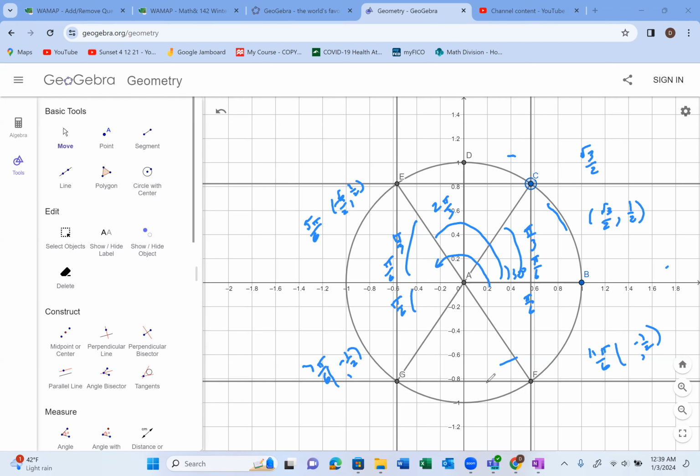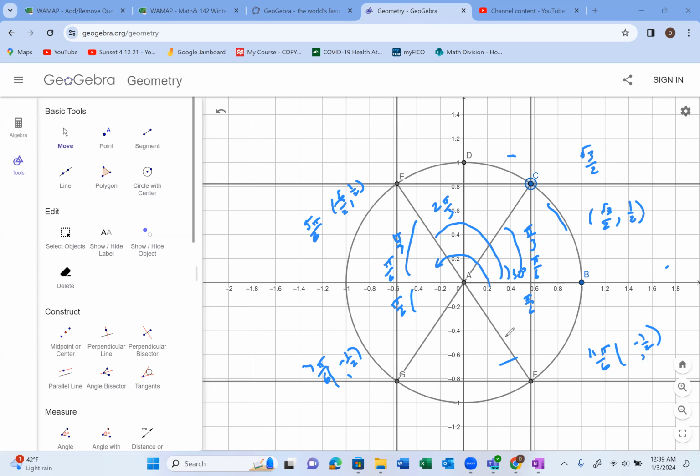So if you've got a pi over 3 reference angle, if it's something over 3, pi over 3, 2 pi over 3, not 3 pi over 3. 3 pi over 3 reduces to just pi. That's 180 degrees. But 4 pi over 3, or 5 pi over 3, will also give you values where the y-coordinate is √3/2, but they will both be negative because they're in the third and fourth quadrants respectively.